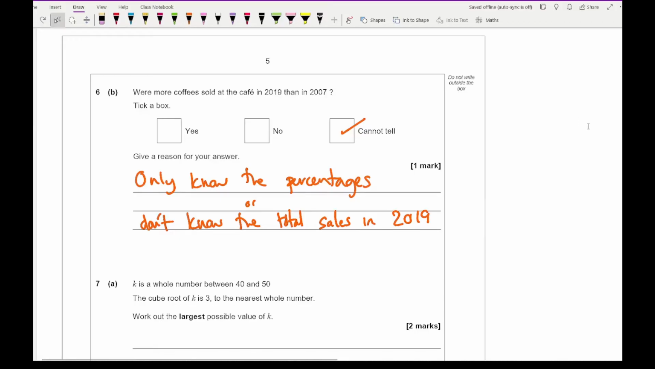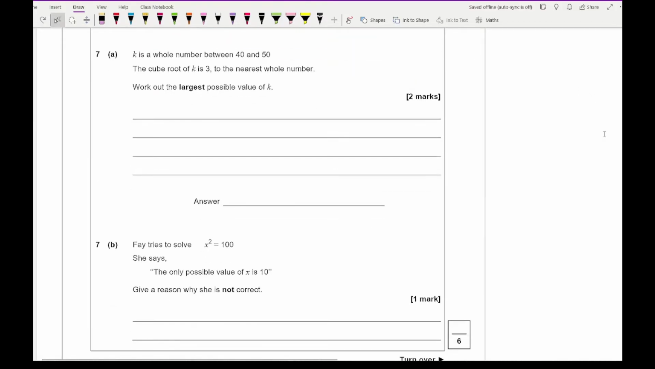The only reason why we could work out the 2004 values was because we knew what the total sales were. Moving on to question 7, it says k is a whole number between 40 and 50. The cube root of k is 3 to the nearest whole number. Work out the largest possible value of k. So for k, what we're going to do is just write down, when we know it's between 40 and 50, so we try the cube root of 41, the cube root of 42, the cube root of 43, cube root of 44, and so on.